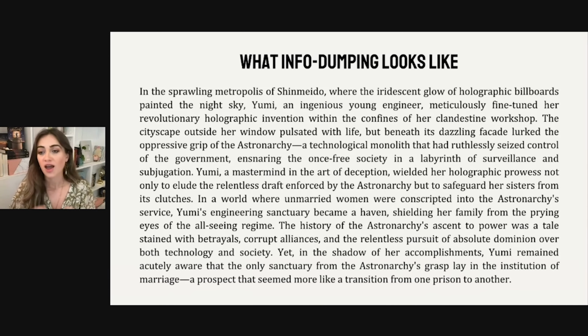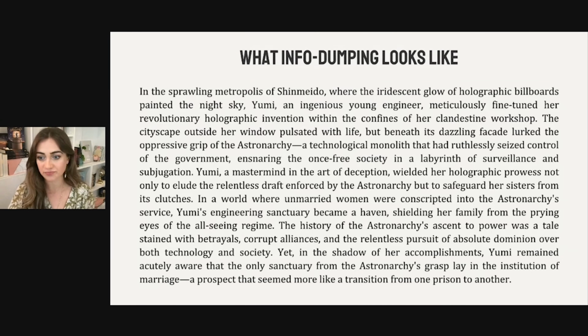It's terrible. And why? We're accomplishing everything, right? I mean, we're telling the reader what they need to know about the world, the astronarchy, all the technology, the fact that Yumi is an engineer, she's trying to protect her sisters, how society works. But it is just an info dump, right? It's just a truckload of information dumped on us with no real action or imagery to show us who this person is or why we should care about them.